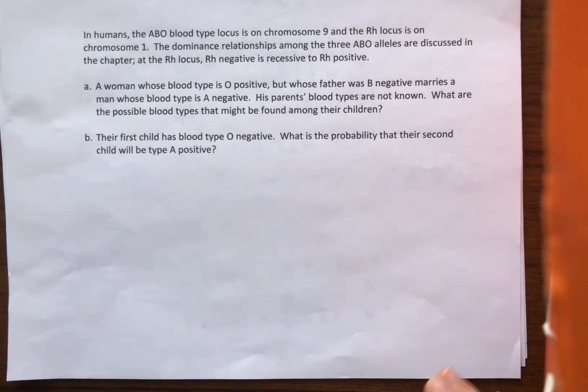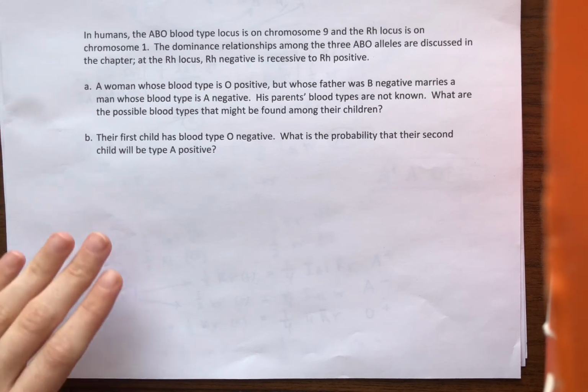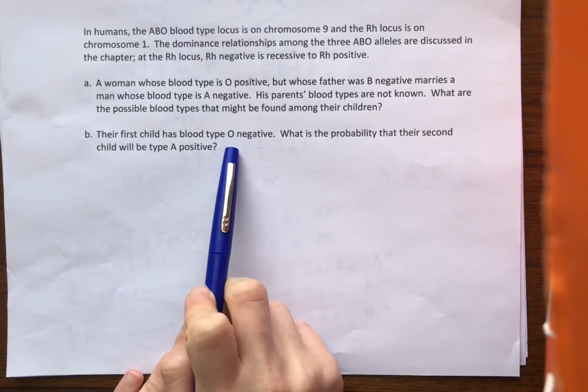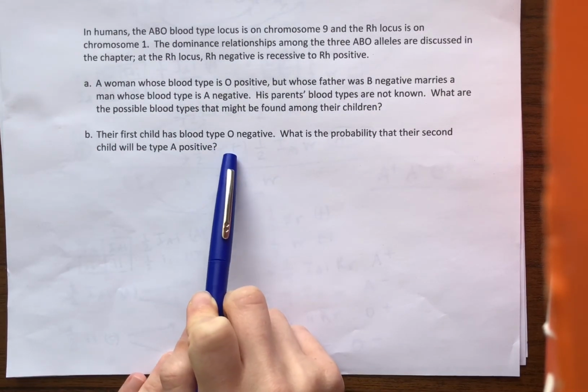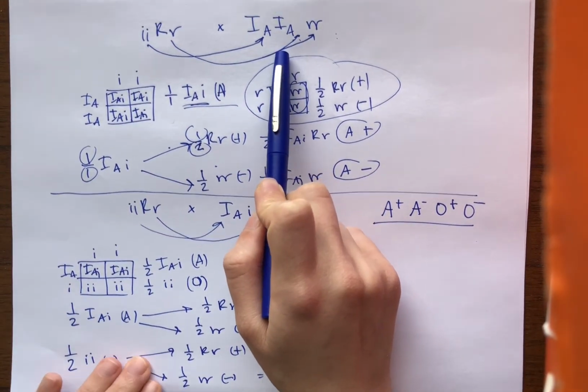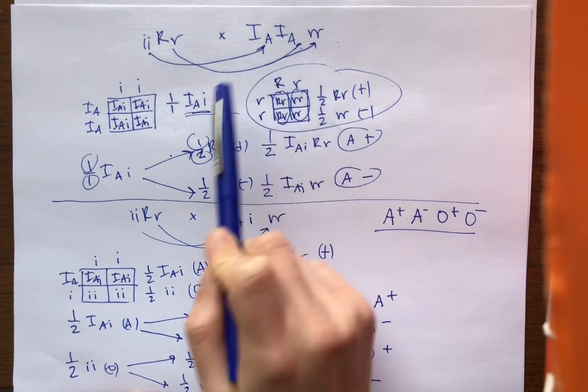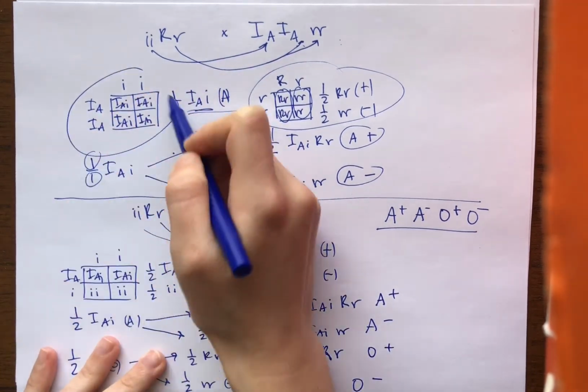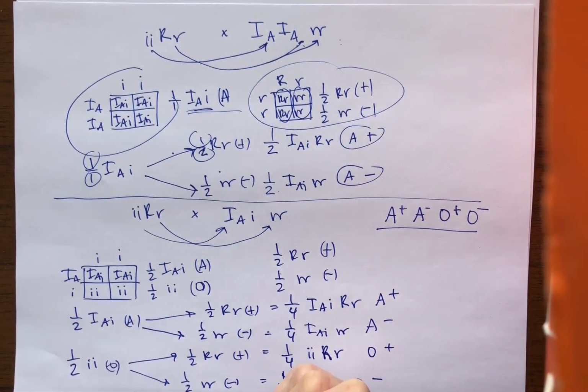So the first child's blood type is O negative. What is the probability that their second child will be blood type A positive? Now, since they give us that one of their children has O negative, it's not possible that he can be homozygous because when we did the I crosses, we didn't have a possibility of O blood type.